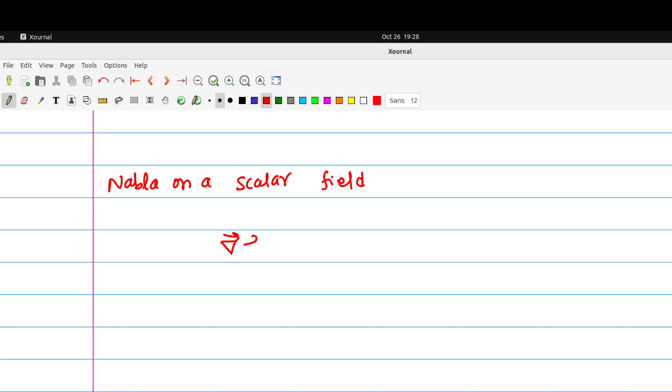So let's say Nabla acting on rho of x, y, z. Simple. What is the issue? This is called Nabla. If Nabla is acting on a scalar, we will say it is gradient. The formula is the same as for divergence. Gradient, yes. So this will be this.